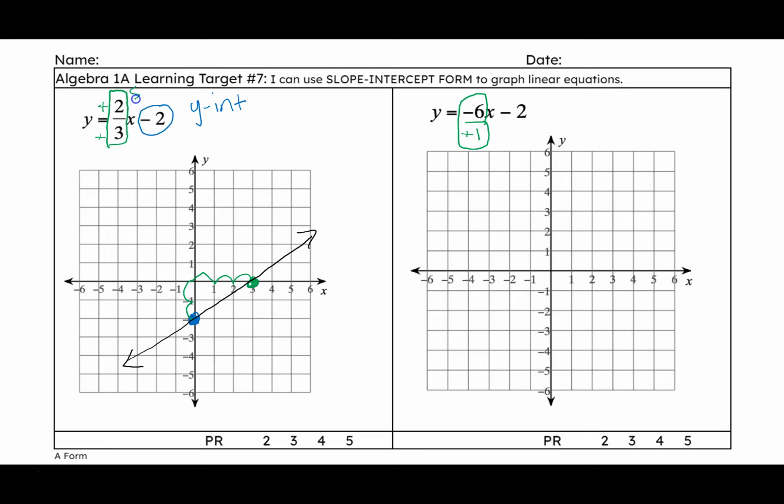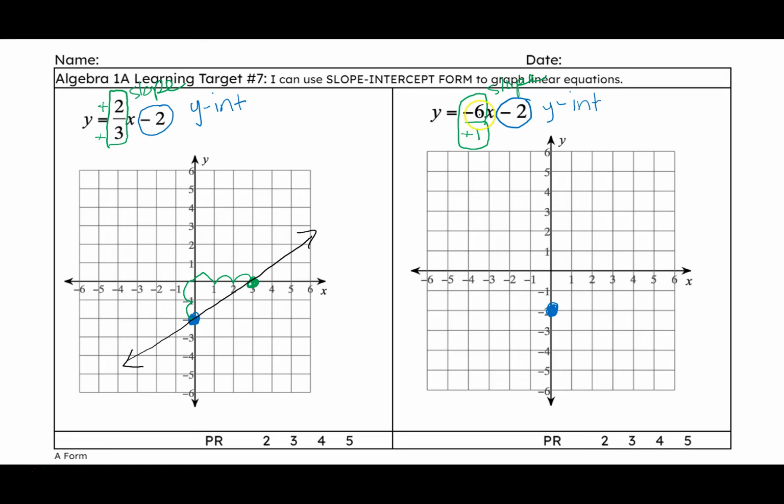I'm going to write slope here to be helpful. Slope: down 6, to the right 1. That's how I'll get from one point to the next. But where do I start? Aha, that second number tells you where to start on the y-axis. That is a y-intercept of -2. Oh, same number again. Okay, that's interesting. All right, so that is where I'm going to start on the y-axis.